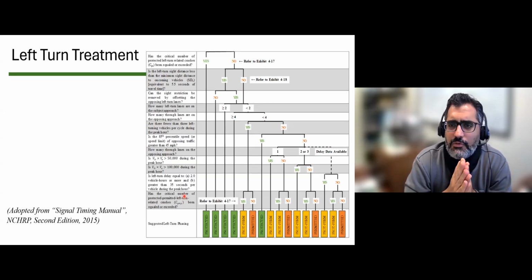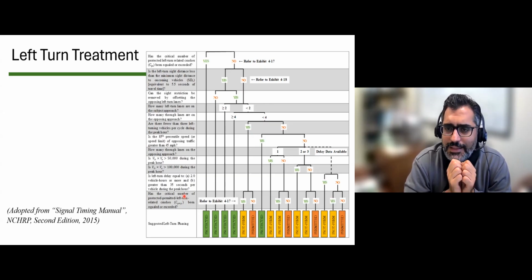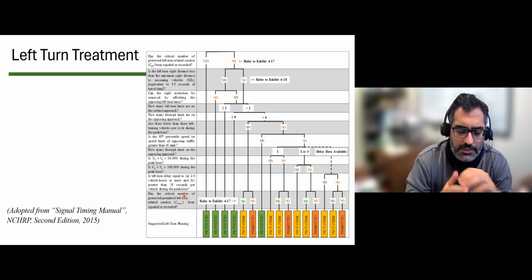I would say a rough number is 200 vehicles per hour. So if there are 200 or more vehicles per hour turning left from one lane, that lane needs to be protected. Otherwise, it can be a permitted left turn.